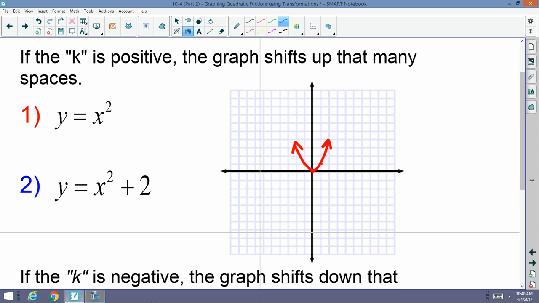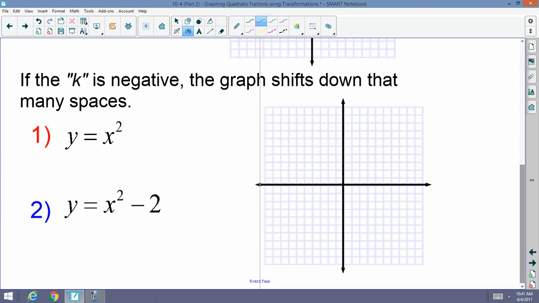So I'm literally going to shift every single point up 2. So I'm literally going to go up 1, 2, up 1, 2, and up 1, 2. It just shifted up 2, the whole graph. And when k is negative, you shift down. Again, let's prove it. My parent function, 0, 0, 1, 1, -1, 1. Now, I'm shifting this down 2, so I'm literally going down 2. So I go down 1, 2, down 1, 2, and down 1, 2, and it's the same exact graph. It's just shifted downwards. Make sense, guys? Not bad, right?